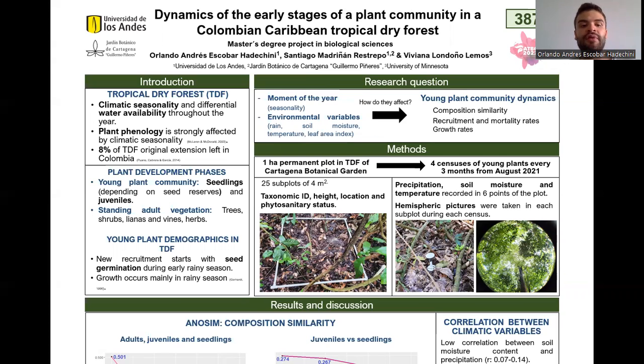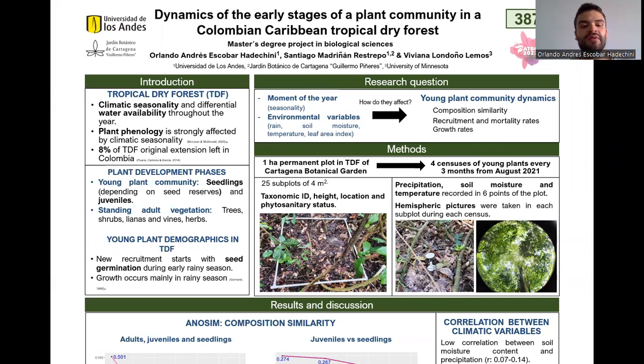In any forest, we can classify the plants according to their development phase. So we have the young plant community, which includes seedlings, tiny plants that still depend on seed reserves, and juveniles, which can sustain their growth by themselves. And of course, the standing adult vegetation, which are trees, shrubs, lianas, vines and herbs.